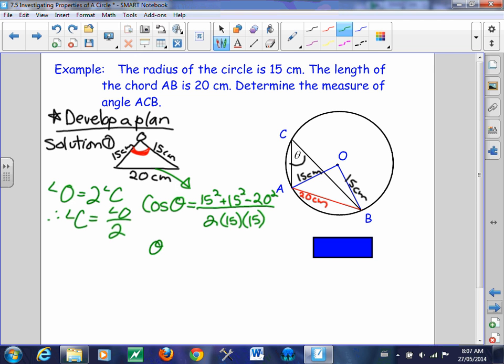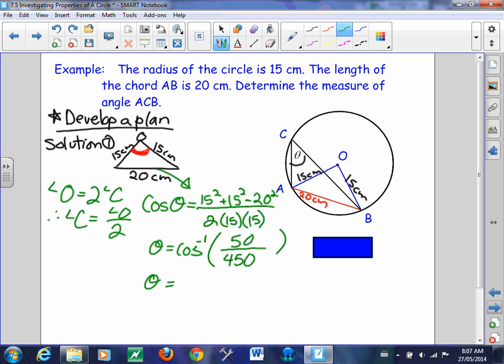So to find the angle, we have to take the cos inverse. Let's find your numerator first. Plug that all in your calculator: 15 squared plus 15 squared minus 20 squared, and you should get 50. On the denominator, 2 times 15 times 15, you should get 450. Please double check, ladies and gentlemen, that your calculator is in degree mode, because if you haven't been looking at that lately, it could have slipped into different modes.